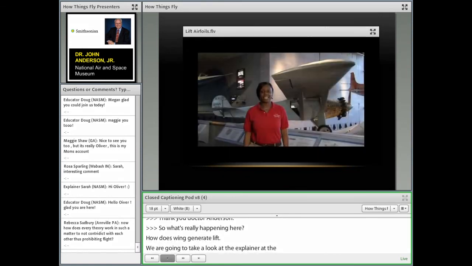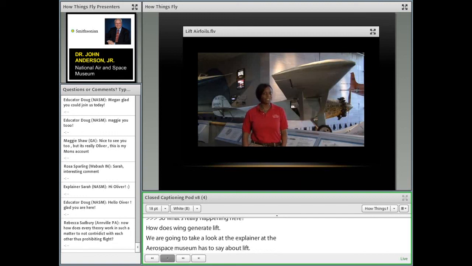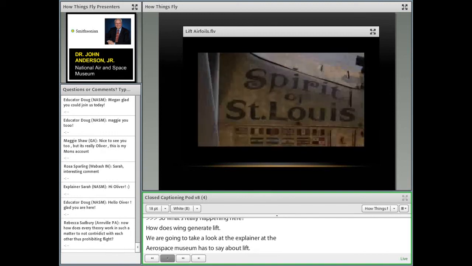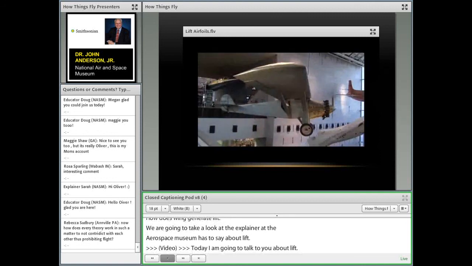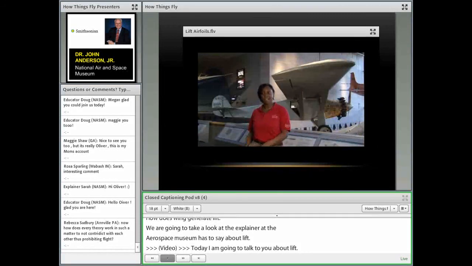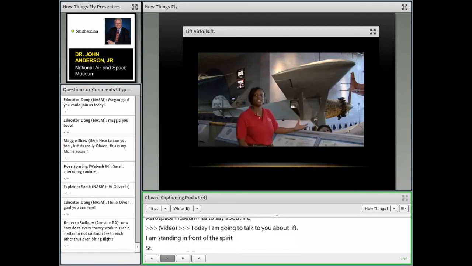Hi, my name's Jamila. I'm an explainer at the National Air and Space Museum's How Things Fly Gallery. And today I'm going to talk to you about lift. I'm standing in front of the Spirit of St. Louis airplane. It was flown in 1927 by Charles Lindbergh, and it was the first successful solo flight over the Atlantic Ocean. Now, how was this plane able to generate lift? How was it able to stay in the air?